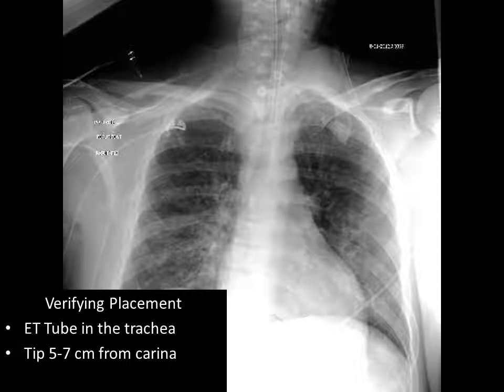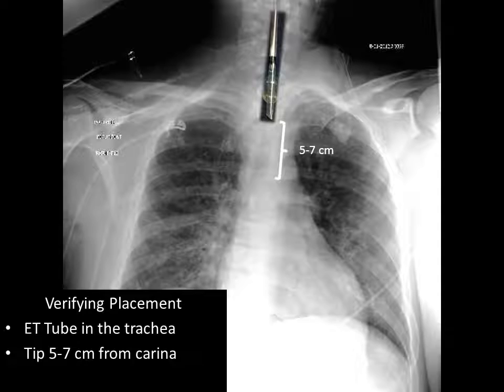Again, chest x-ray is often taken to verify placement after the ET tube has been placed. You want to verify that the ET tube is within the trachea. To do that, you're just going to want to see that the ET tube overlies the hypodense column of the trachea. And you're also going to want to verify that the tip of the ET tube is within 5 to 7 centimeters of the carina.